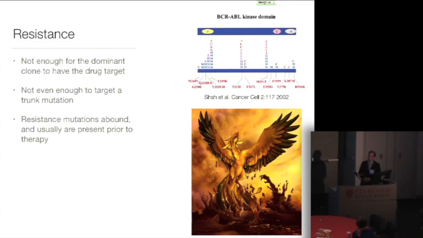So you don't get away from the problem of resistance even if you are able to target all the cells in the neoplasm. The figure in the upper right-hand corner is just some data from Neil Shah in particular patients showing the point mutations that caused resistance to Gleevec in CML. So these resistance mutations abound, and the evidence so far is that in general they're present prior to therapy. And so what you're doing is selecting out those clones when you apply therapy. And like the phoenix from the flames, the tumor comes back.